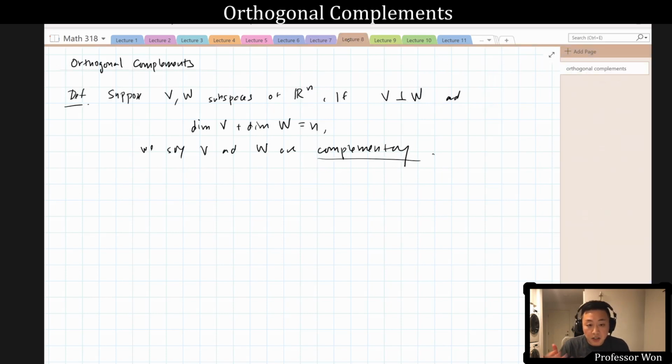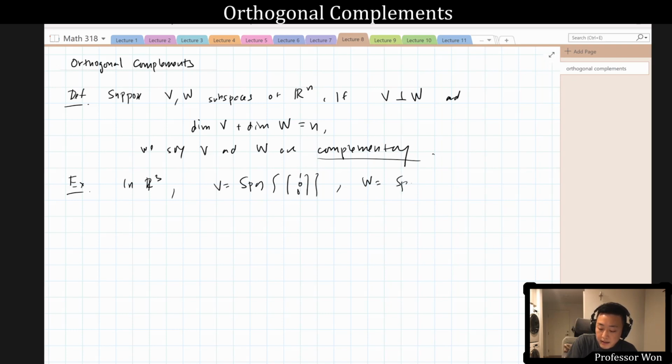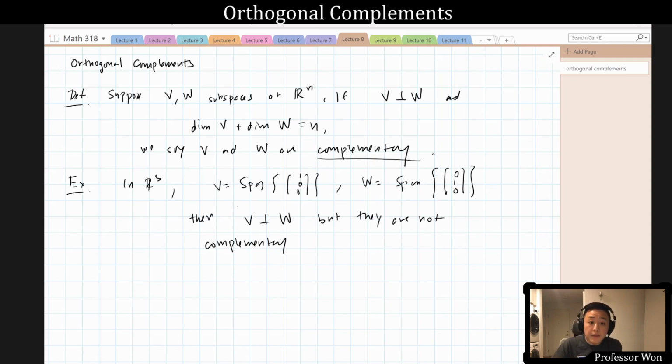Of course, just because you're orthogonal doesn't mean you need to be complementary. A very easy example is in R3: take V to be the span of the x-axis in R3, and take W to be the y-axis. We've essentially already shown that these two things are orthogonal to one another. So V is orthogonal to W, but they are not complementary. Somehow being complementary kind of means that they're as big as possible, that they fill up the entire space in some sense.